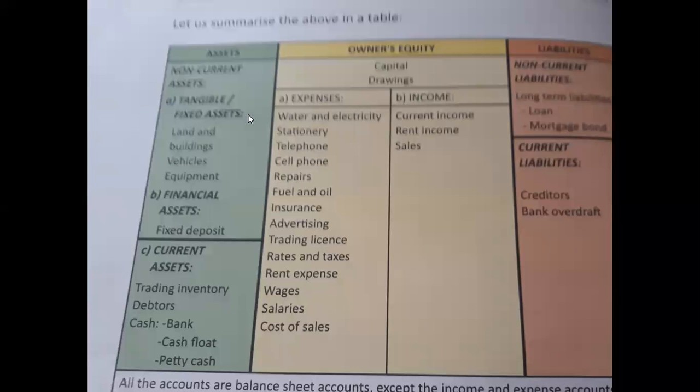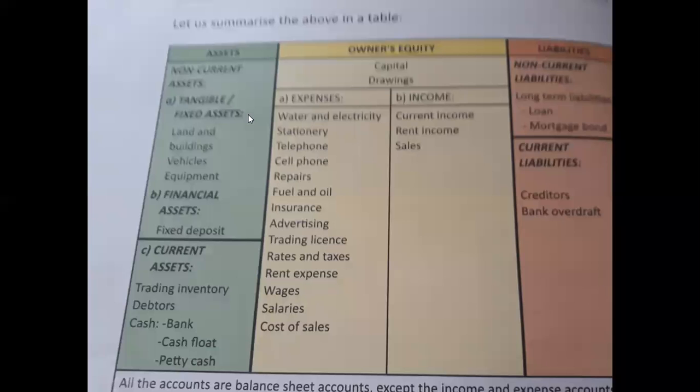If we move to the next block, the orange block, now you must check there, it's about owner's equity. Now, what are the four things that fall under owner's equity? Check there, it's capital, drawings, expenses, and income. Those are the four things that fall under owner's equity: capital, drawings, income, and expenses. Under income, I've mentioned a few there like rent income, sales, and I can add commission income, etc. And with expenses, there's a long list like water and electricity, the bill, you need to pay for it.